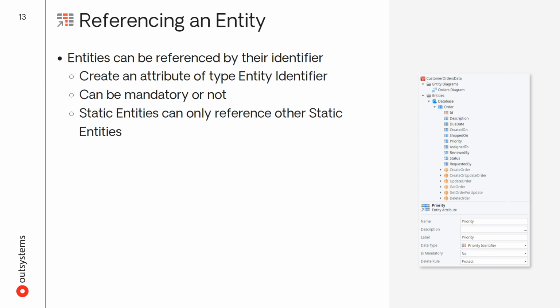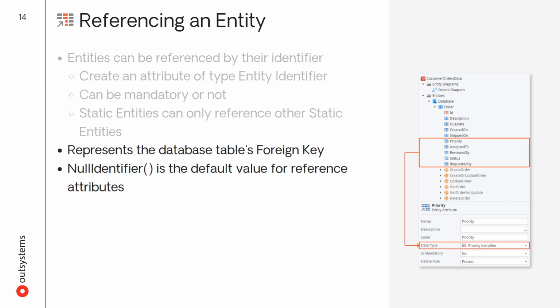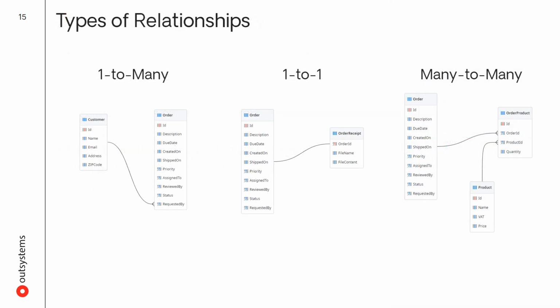An entity can also have multiple reference attributes. These reference attributes represent the foreign key in the underlying database tables. Every reference attribute will have by default the null identifier value respective to its data type, meaning that for integer identifiers its value will be 0, while for text identifiers the value will be empty text. OutSystems supports three types of data relationships: one-to-many, one-to-one and many-to-many.